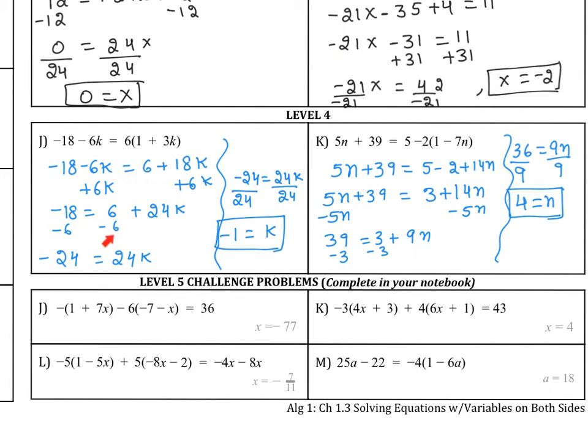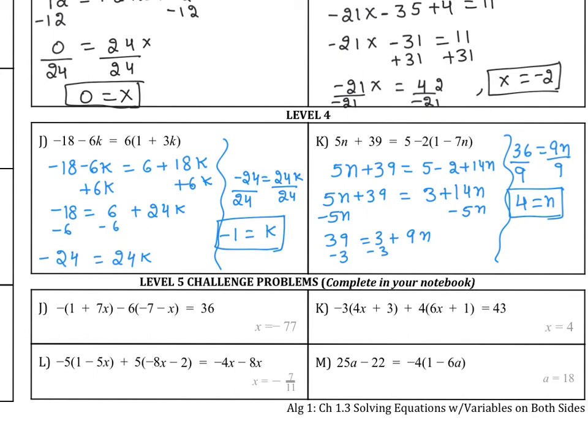Now subtract 6 on both sides so that this term is cancelled and you're left with only the variable term on this side. Negative 18 minus 6 would be negative 24. In the next step, divide by 24 on both sides so that the 24 is cancelled and k is by itself. On the other side, negative 24 divided by 24 is negative 1. So k equals negative 1, and that's your final answer.